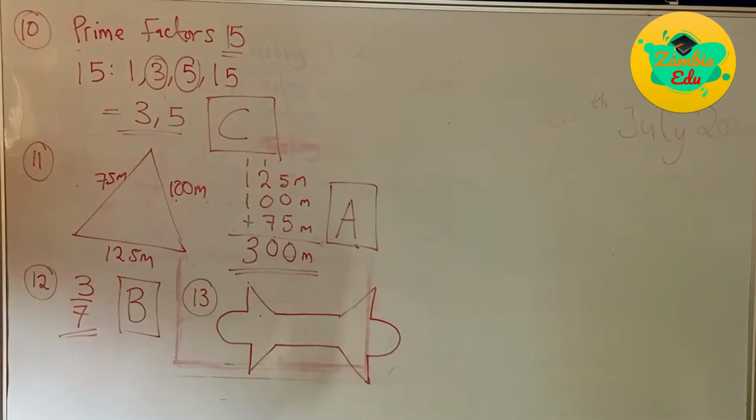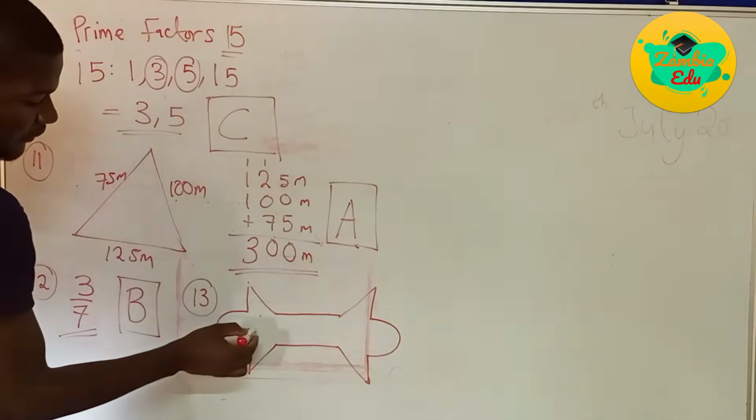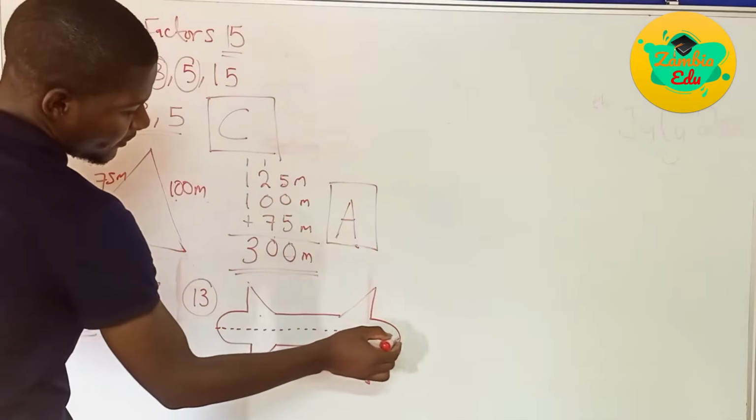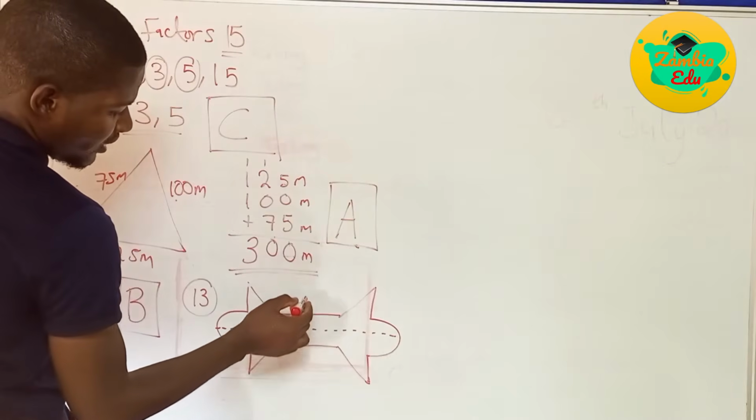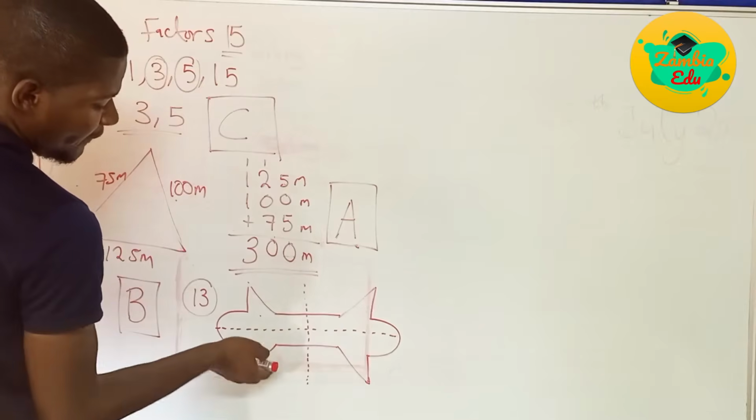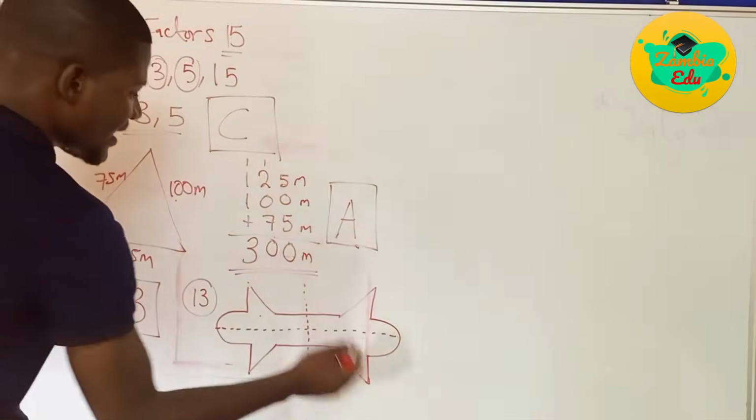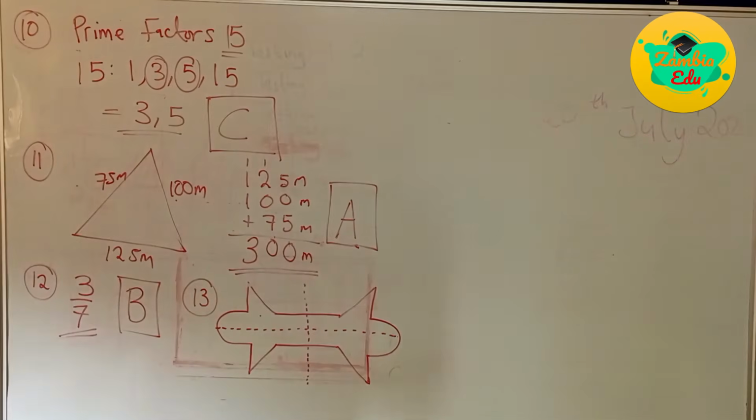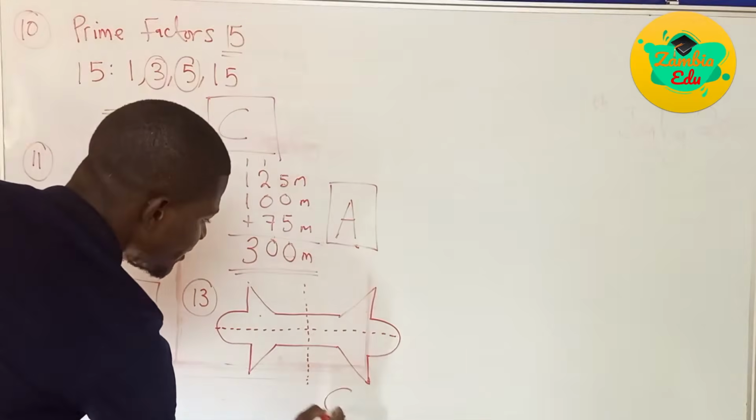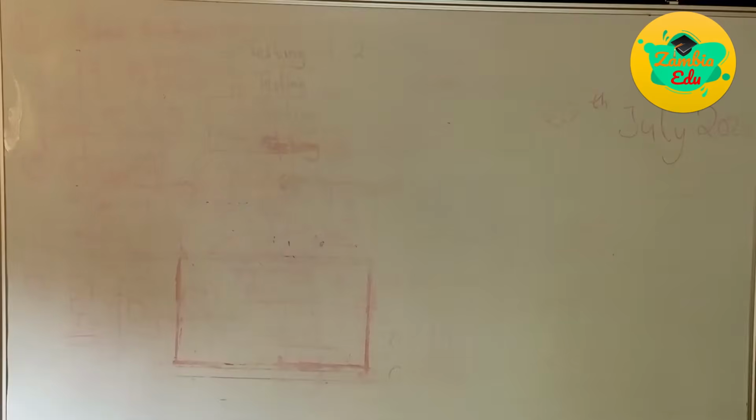So if we look at this one, we can say it has 2 lines of symmetry because you can cut it right on the middle in that way, and you can also cut it right there too. So you can fold it in this way and that way. So we can say it has 2 lines of symmetry, and that answer came as option C. So number 13, our answer was C. Now question number 14 says, express 3 over 4 as a percentage.